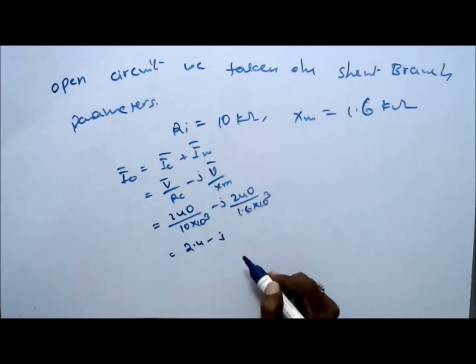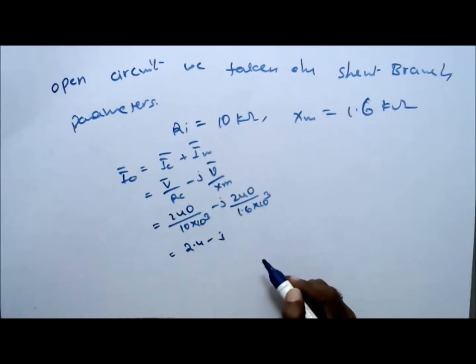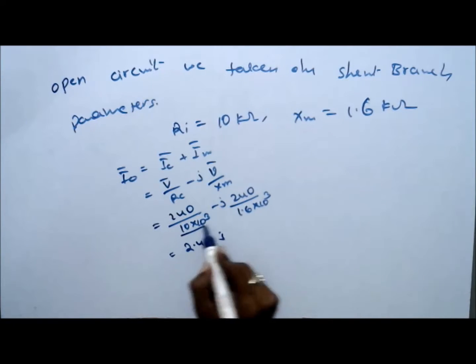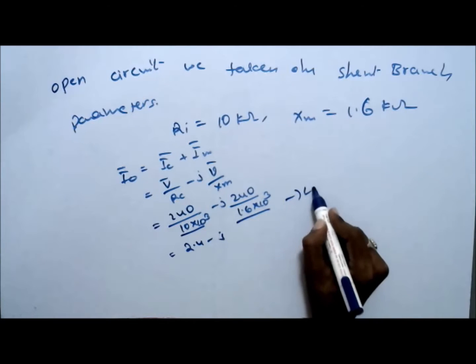The mistake we have made here is that the open circuit test is conducted on the LV side, and the meters are connected at the LV side. He has given Ri and Xm on the HV side, so we have to refer these values to the LV side.